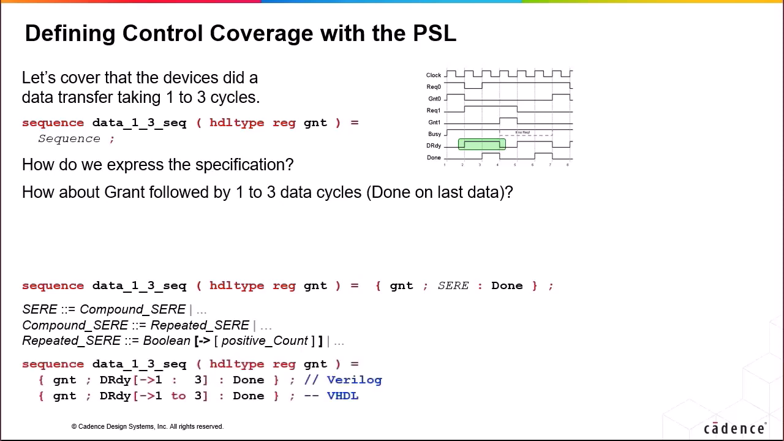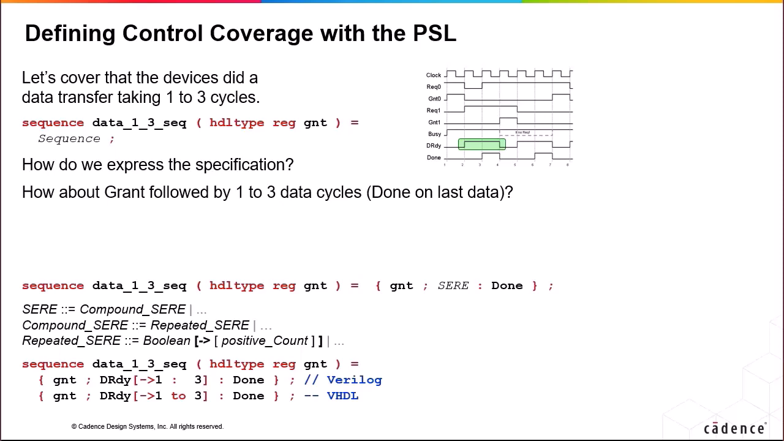So the sequence expression is a cycle with grant true, followed by 1, 2, 3 cycles, not necessarily consecutive, in which the data ready signal is true, and with the done signal true in any of those cycles in which the data ready signal is true.